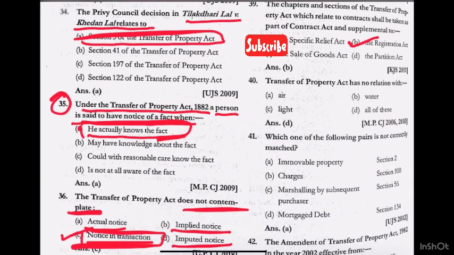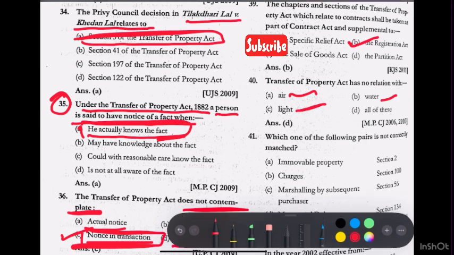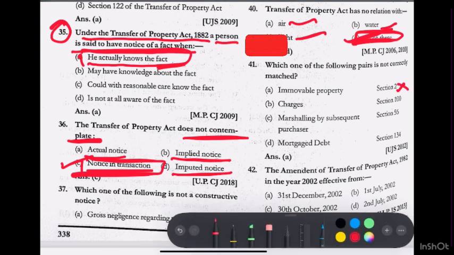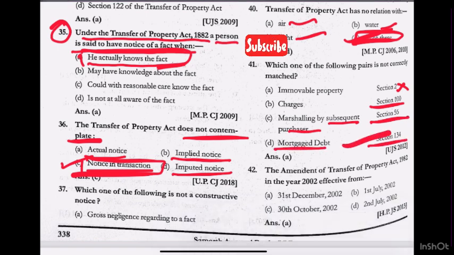The Transfer of Property Act has no relation with air, water, light, all of these. So the correct answer is all of these. Which one of the following pairs is not correctly matched? Immovable property is defined under section 2. No, I think it is an incorrect answer. Charge, section 100, correct. Marshalling by subsequent purchaser, 56, correct. Mortgage debt, 134, correct. Let's move to question number 42.